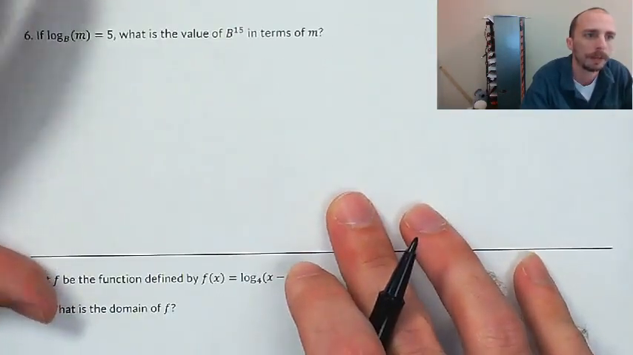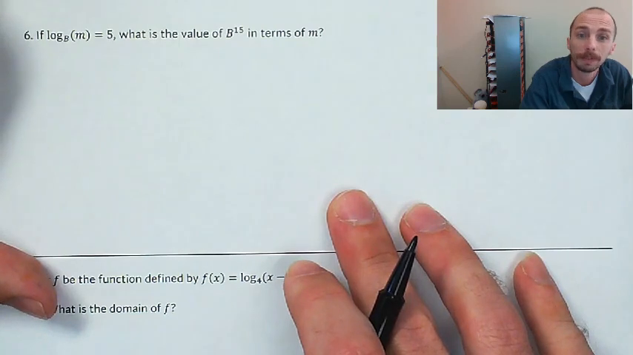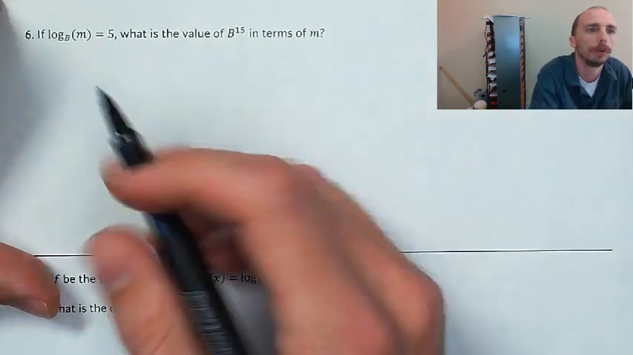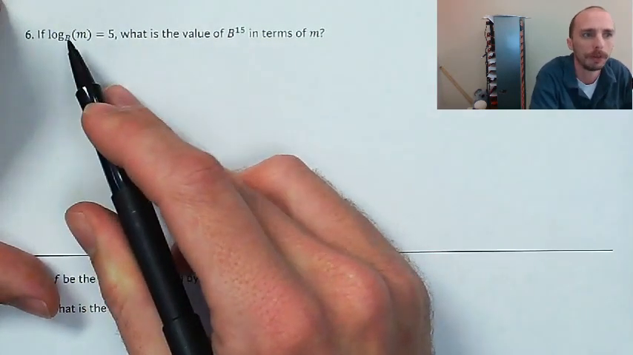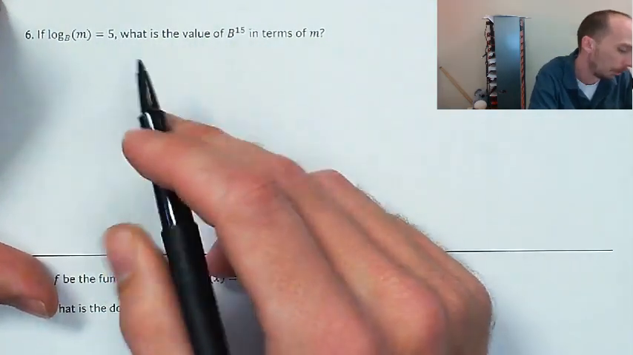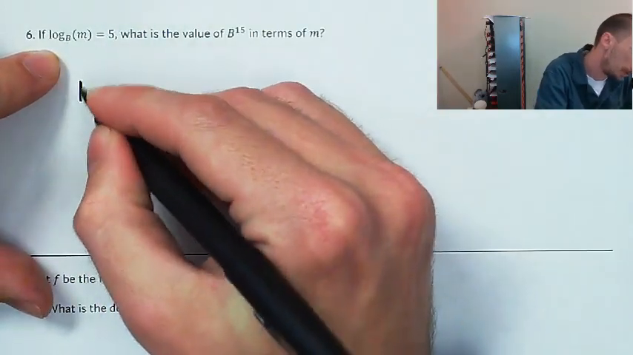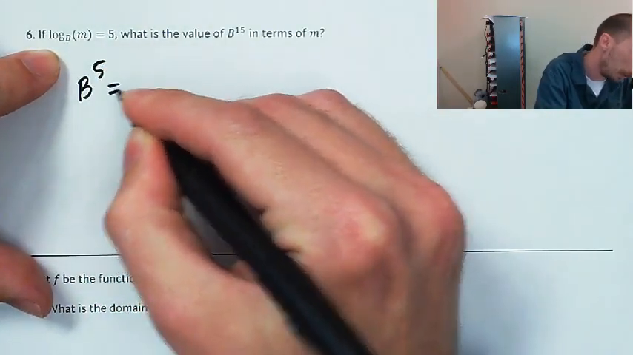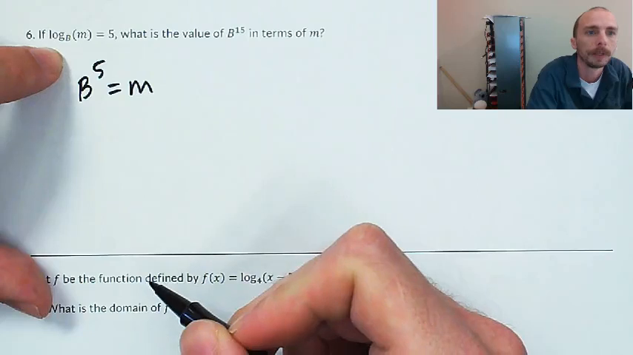We're going to say, all right, if log base b of m equals 5, what's the value of b to the 15 in terms of m? So what we're going to do is get a relationship between b and m that's not a log relationship, where it's a little clearer, more exponential. So the base of the log is the base of the exponential. The log is the exponent, so b to the 5 equals m.